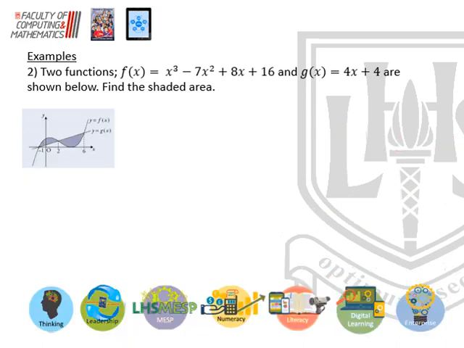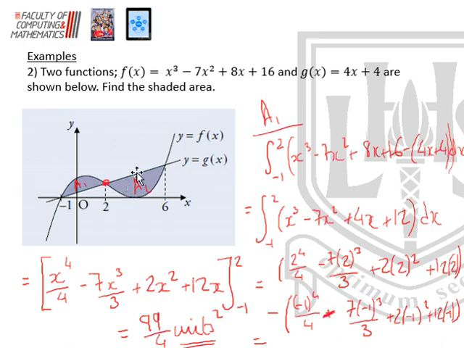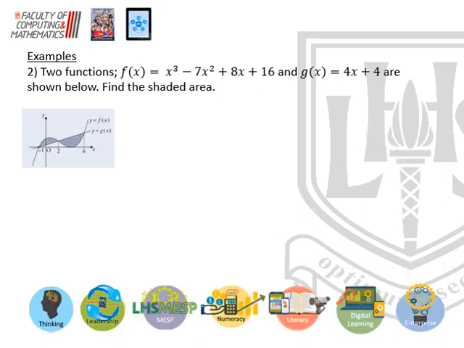Area 2 is the same thing, but with the roles reversed in terms of the upper minus lower. The line is now on top here. That is the upper bound, whereas the curve is on the bottom. So area 2 will be very similar, but the other way round. Area 2 is the integral this time between 2 and 6, where the upper bound is the line, so 4x plus 4, subtract all of the curve, which is x cubed minus 7x squared plus 8x plus 16.